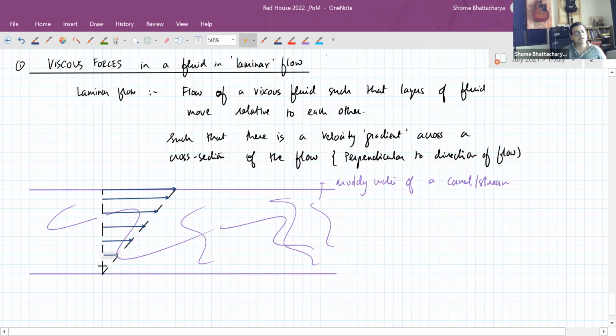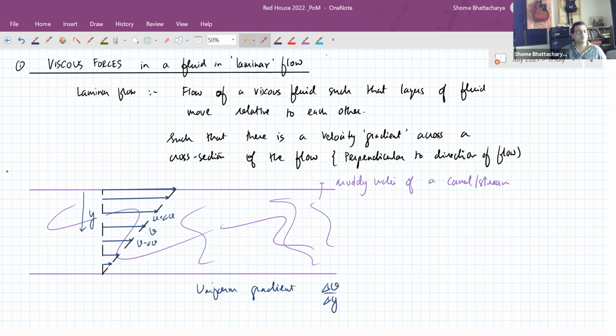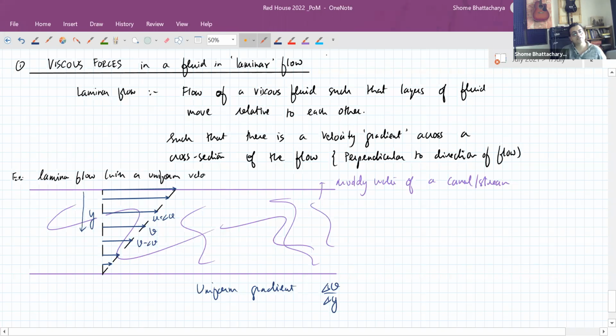It's like there are different sheets or laminars of liquid which are flowing relative to each other across the cross section. So if the velocity is v at some general position, for a layer just above it, it is v plus delta v. For a layer just below it is v minus delta v. So if we call this our y-axis, we can see that there is a uniform gradient for the velocity, delta v by delta y. So this is an example of a laminar flow. There's a uniform velocity gradient.